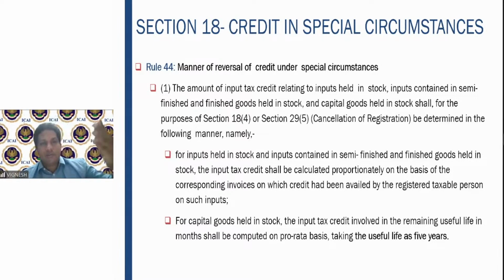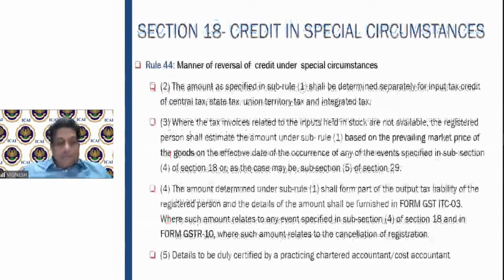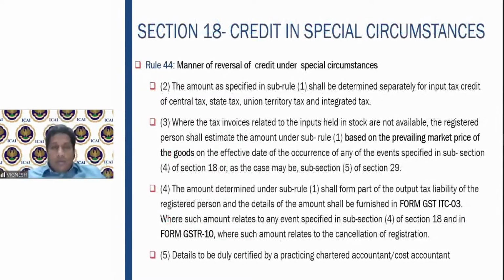So, very simple. If you have inputs in stock, you want to reverse the credit based on the invoices on the basis of which you have claimed the input tax credit. You are supposed to work out the respective input and pay that. And for capital goods, you have to take it on a pro rata basis, assuming the useful life as 5 years. How does that 5% per quarter come? 20% per year. So the useful life is 5 years, and that is how 5% per quarter has come.